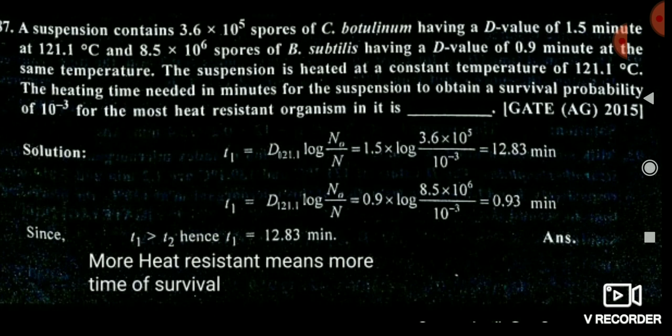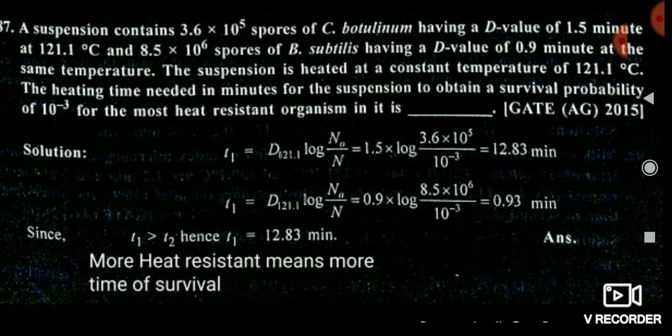So here it is very simple now. Only one conceptual term is there. I have explained it. Now you see the question. Suspension contains 3.6 into 10 to the power 5 spores of C, and the D value is 1.5 minute. And for B, 8.5 into 10 to the power 6 spores, and the D value is 0.9 minute.